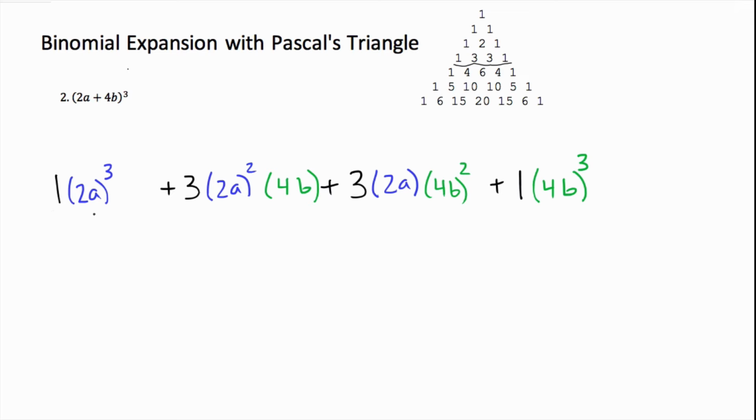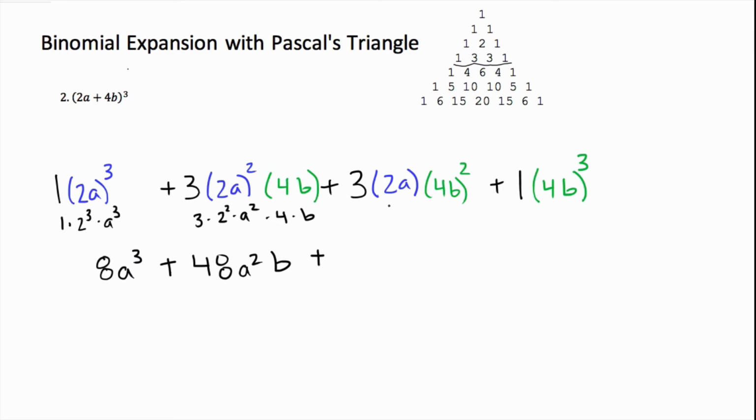So we'll look at the first term, 1 times 2a to the third power. So this is the same as 1 times 2 to the third power times a to the third power. 2 to the third power is 8. 8 times 1 is 8, so we have 8a to the third power. Look at the second term. So we have 3 times 2a squared times 4b. So this 2a squared, that's the same as 2 squared times a squared. So we really have 3 times 2 squared times a squared times 4 times b. 3 times 2 squared times 4, which is 48, a squared b.